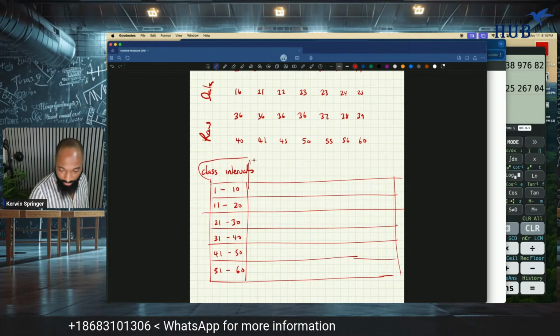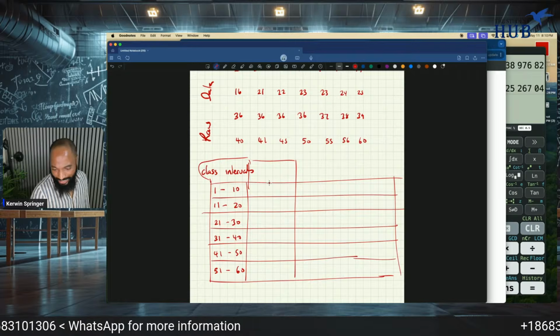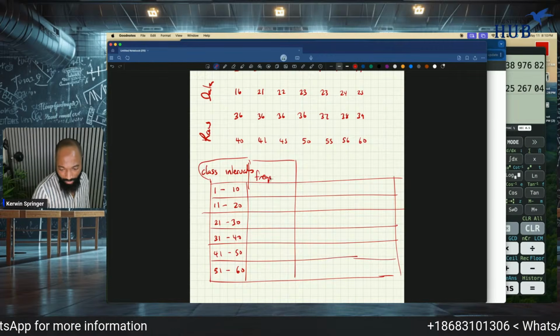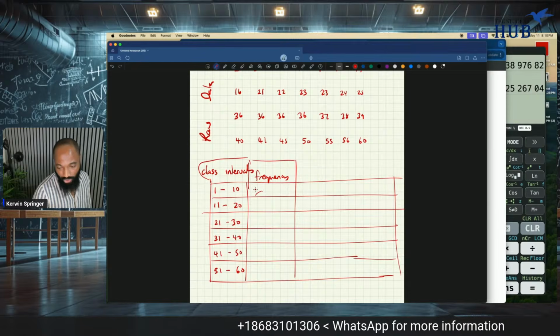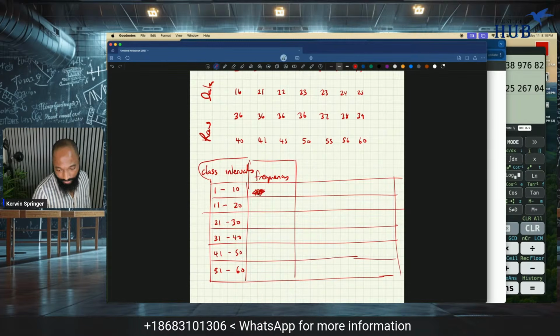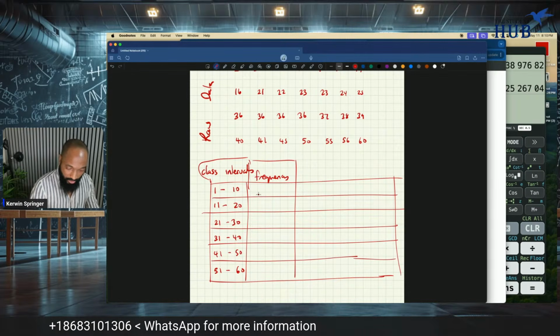Class interval. And then you could sometimes put tally, but I'll skip that out, right? That's easy. I'll put frequency. The tally is where you're going to do this and count it up bit by bit. But I'll just go straight to frequency, right? Frequency.